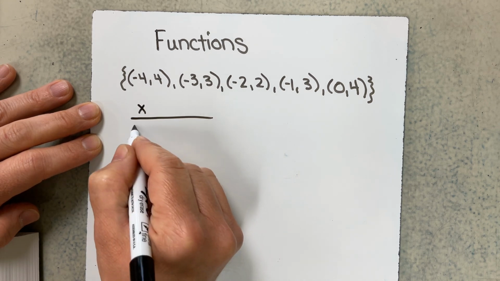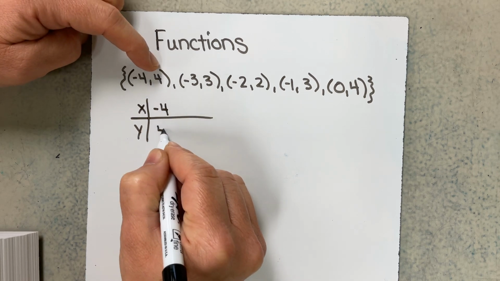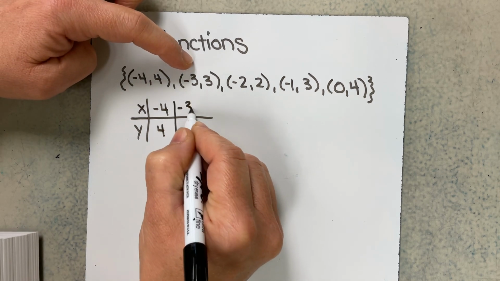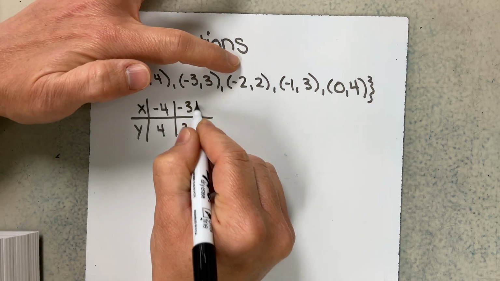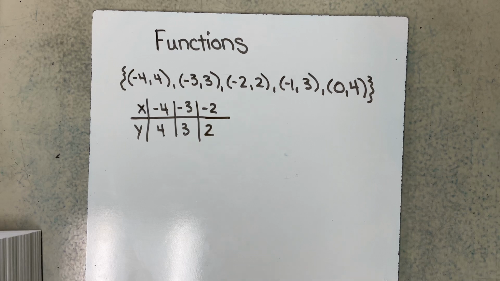So I'm going to just go ahead and write some of these again. This is my x, this is my y. This is my x, this is my y. This is my x, this is my y, and etc. Okay, that's another way to show a function.